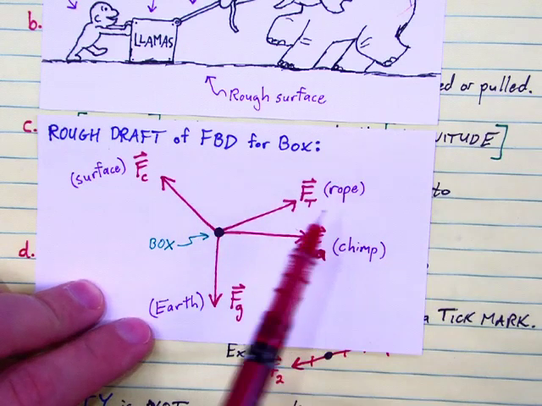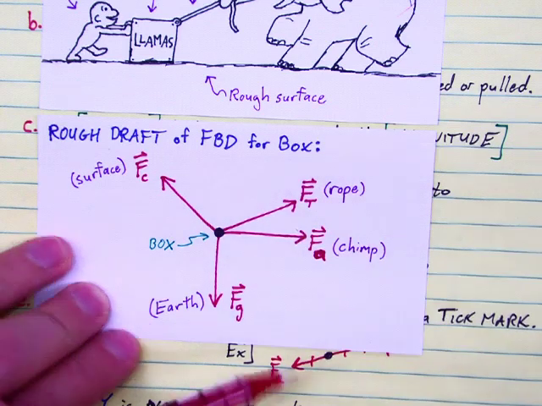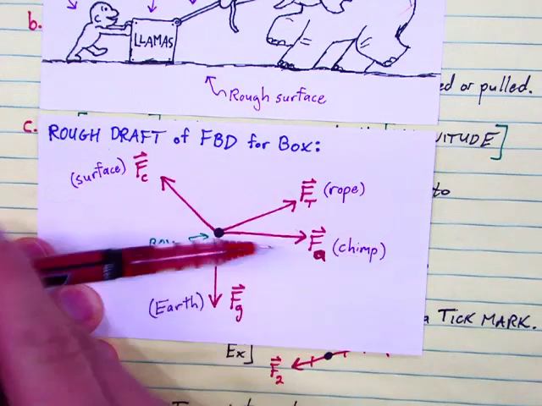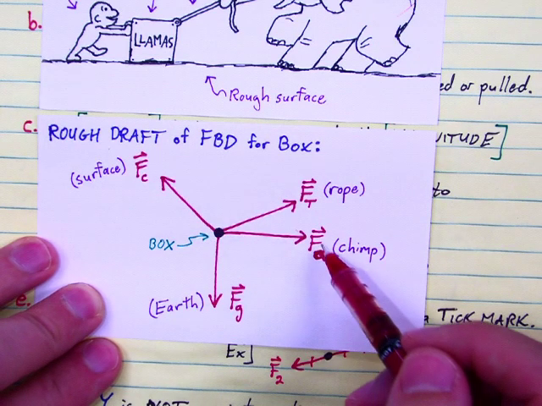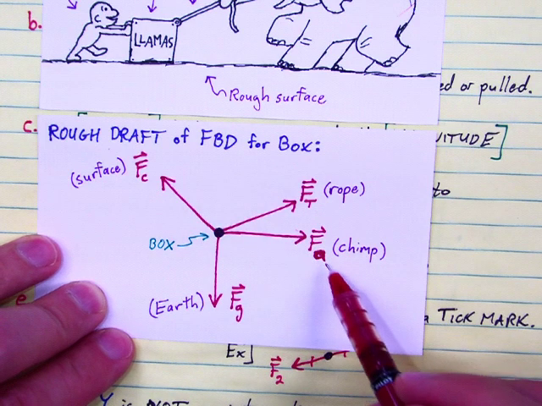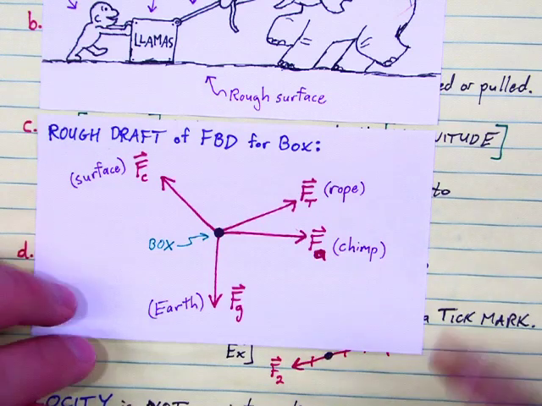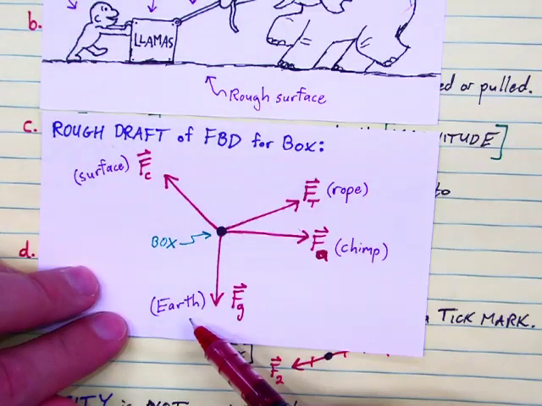Here is that rope pulling up and to the right with a force of tension, T for tension. Here is the chimp pushing to the right, F sub A, as in the force from the ape. We could also say this is an applied force, so A is either for ape or for applied by the chimp pushing to the right. That's a contact force. Fg, force of gravity, straight down from the Earth.